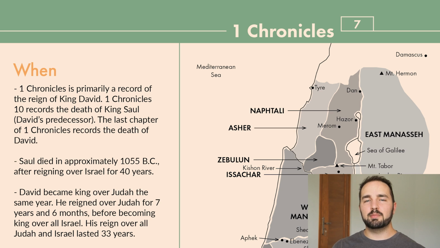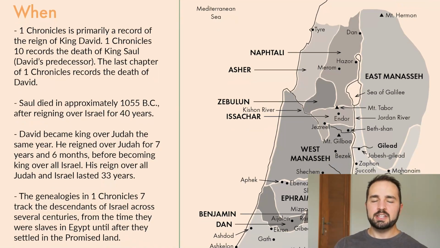Let's talk about our timeline. When did these events take place? Well, most of 1 Chronicles is about the reign of King David. This chapter specifically is one of our genealogy chapters. It's going to track the descendants of Israel across several centuries, essentially from the time that they were slaves in Egypt until they settled in the Promised Land.